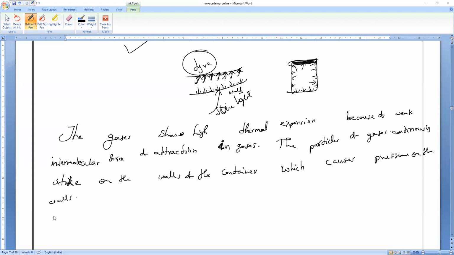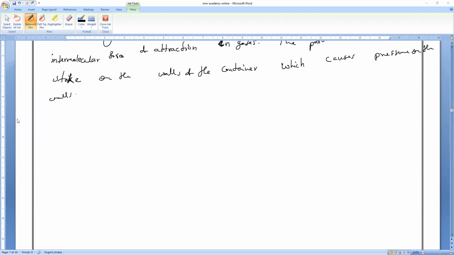Okay. Next property, the fifth property. That is what we call low density. So tell me, in gases, are the spaces between particles more or less? The spaces between them are very large. The particles are very far from each other. So is the mass per unit volume less or more? Less. The density of gases is very low.